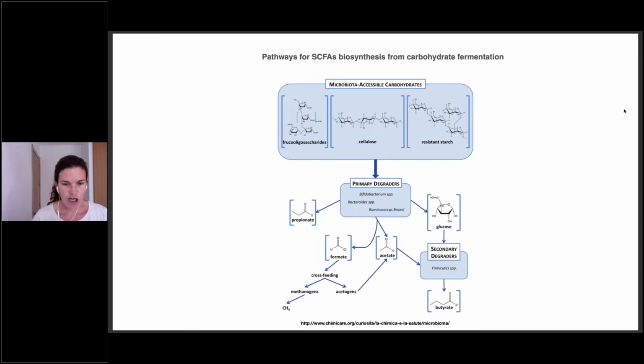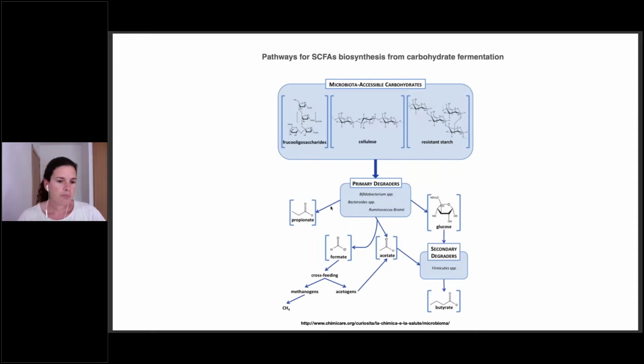This process of fermentation is a complex and cross-feeding process where we have some primary degraders, so genera of bacteria that are doing these primary stages of the fermentation, and then there are other so-called secondary degraders that would continue this fermentation process in these different pathways for the short-chain fatty acids biosynthesis. This is coming from the carbohydrate fermentation, the fermentation of this fiber.